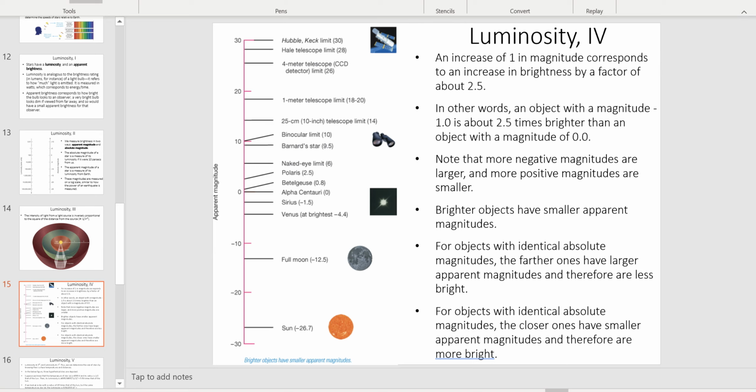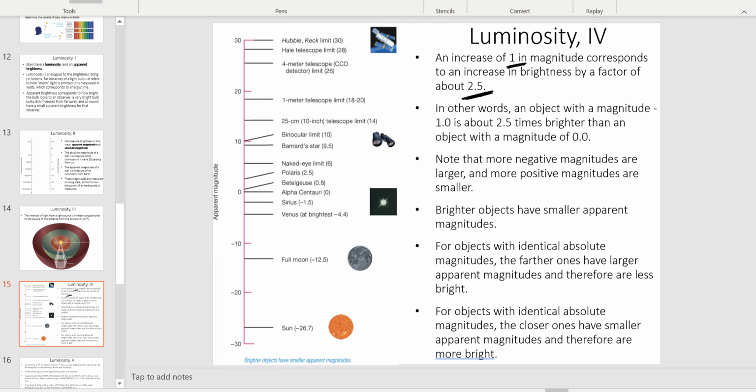I'll say one more thing, which is that these scales are actually log scales. I'll explain what that means in a bit, but basically an increase of 1 in magnitude corresponds to an increase in brightness by a factor of 2.5, or a decrease, depending on what you mean by increase of 1. So as we go from minus 12.5 to minus 13.5, we have an increase in apparent brightness by a factor of 2.5. This is known as a log scale, and it doesn't really so much matter what it is. It's just based on logarithms.